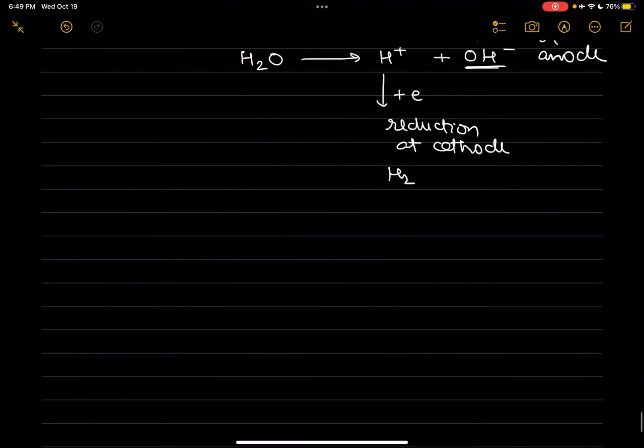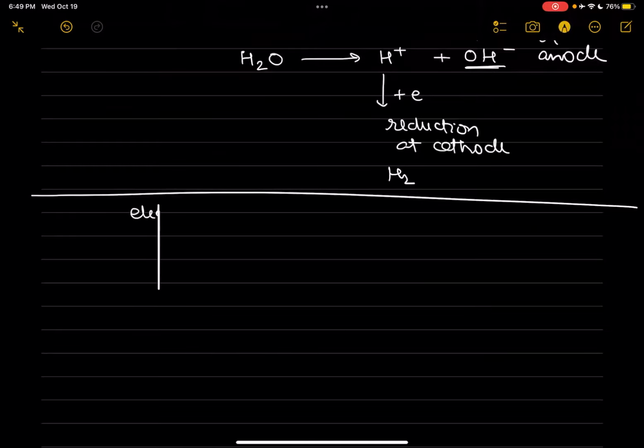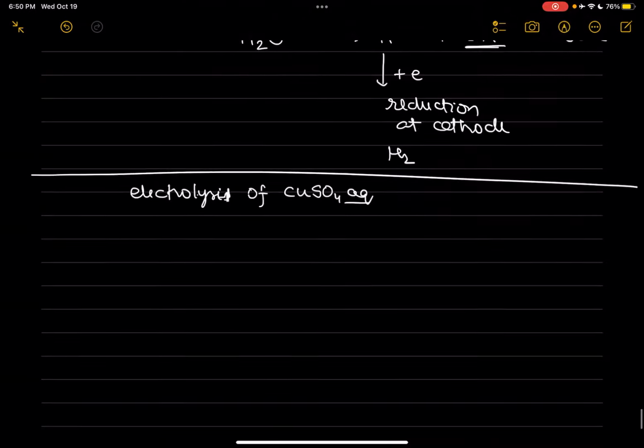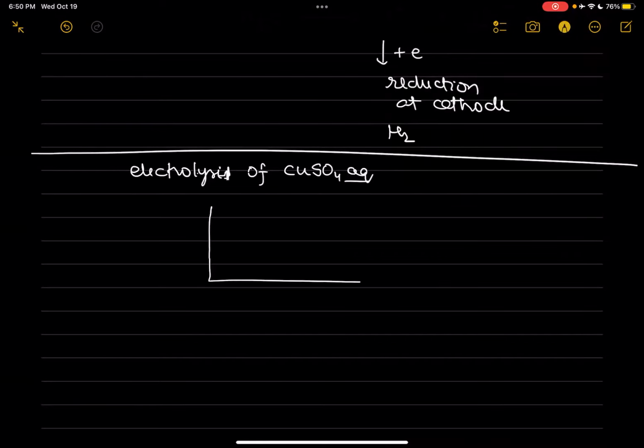Electrolysis of aqueous copper sulfate, what are you going to get? You have taken copper sulfate, aqueous means water.